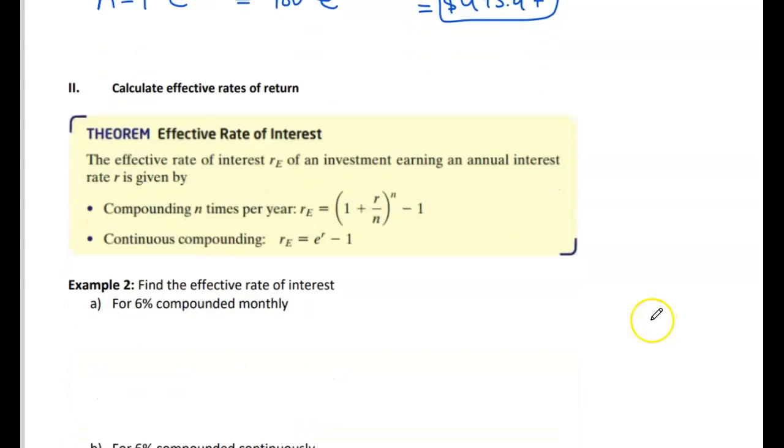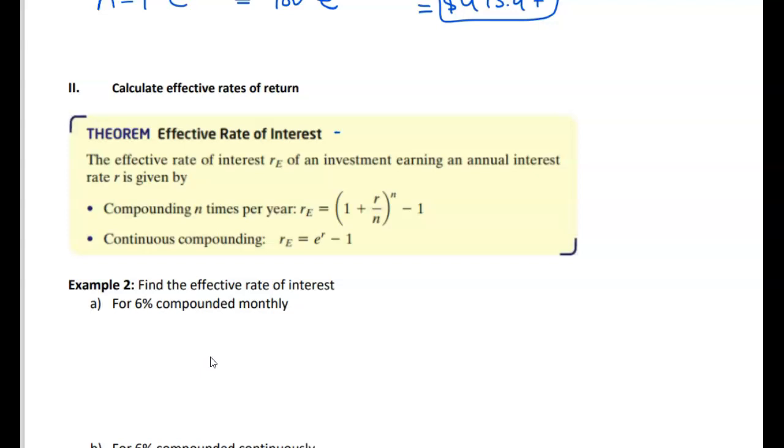All right, so let's look at effective rates of return. So the effective rate of interest, RE, of an investment earning an annual interest rate is given by this formula right here. Okay, so if it's compounded n times a year, the effective rate of return is 1 plus r over n to the n, minus 1, and continuous compounding is e to the r minus 1.